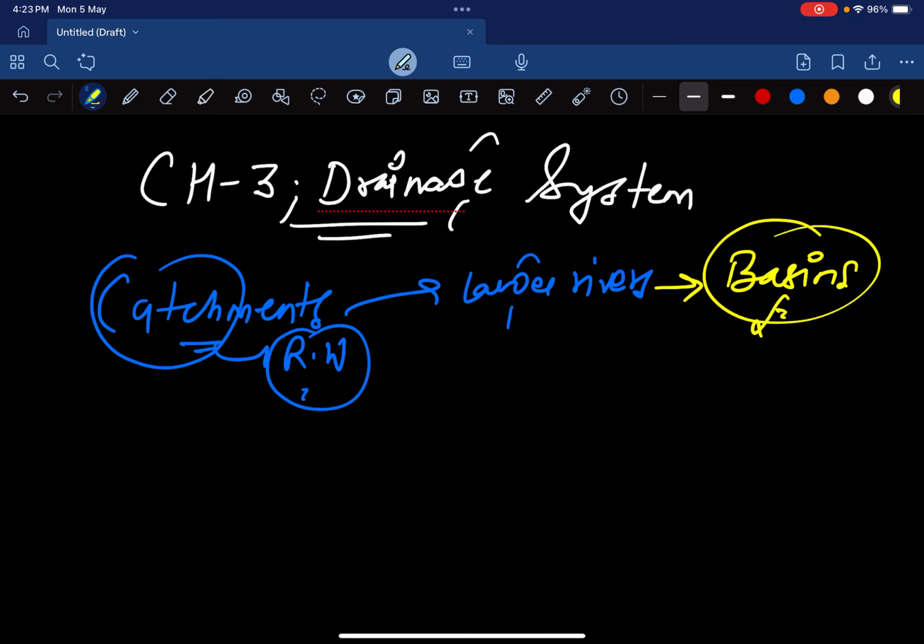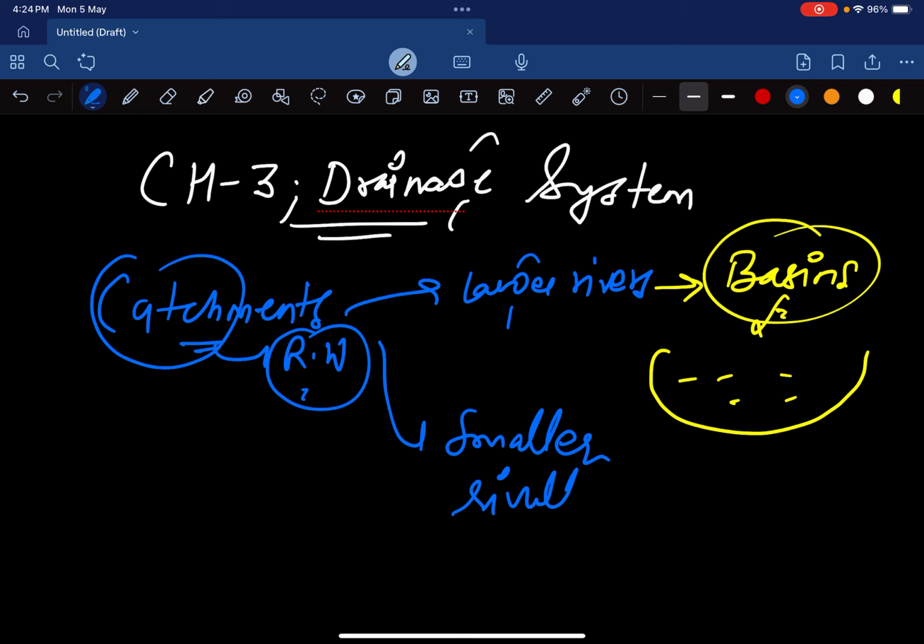Just like a basin, like we have in our homes, it is a large one where water collects, right? And where we wash our hands and all of that. So for the larger rivers, these catchment areas are called basins. And for the smaller rivulets, why I'm saying rivulets, not rivers, because smaller rivers are called rivulets, they are called the watershed, where the water sheds itself, right?